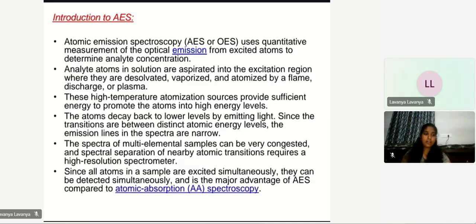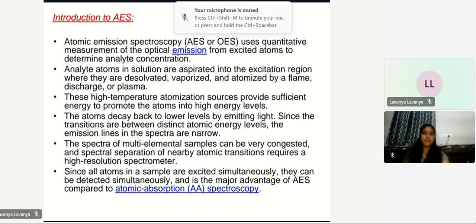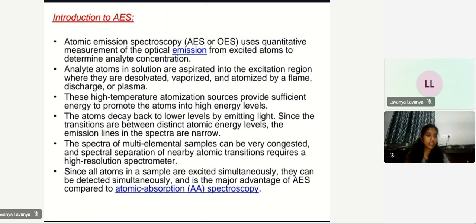Introduction to atomic emission spectroscopy. Atomic emission spectroscopy uses quantitative measurements of the optical emission from excited atoms to determine the analyte concentration. This concentration is determined by the optical emission. It means the lens is used here to determine the analyte concentration.